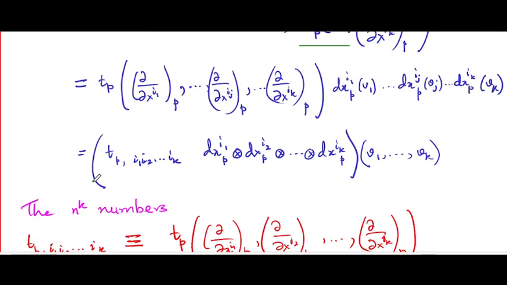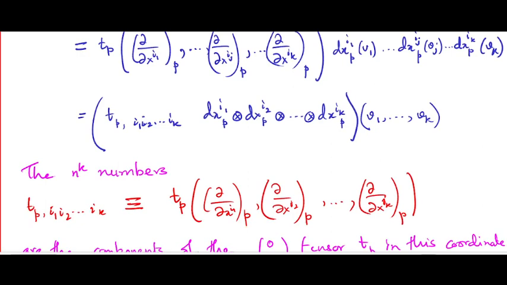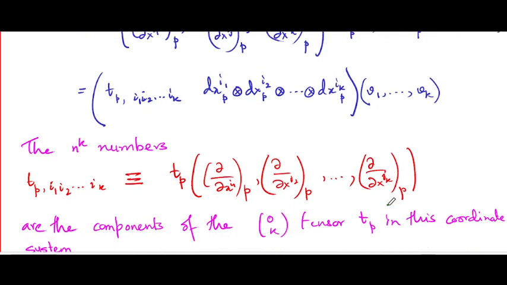Now, this of course is not a single number. These are n possible numbers for each of the indices. So n to the k distinct numbers defined, as I just said, as T_p acting on the coordinate basis vectors at the point P in that particular order. These are what we call the components of the (0,k) tensor T_p in the coordinate system. By the way, when a physicist defines a tensor, she typically talks about these n to the k numbers, these components, as describing the tensor.